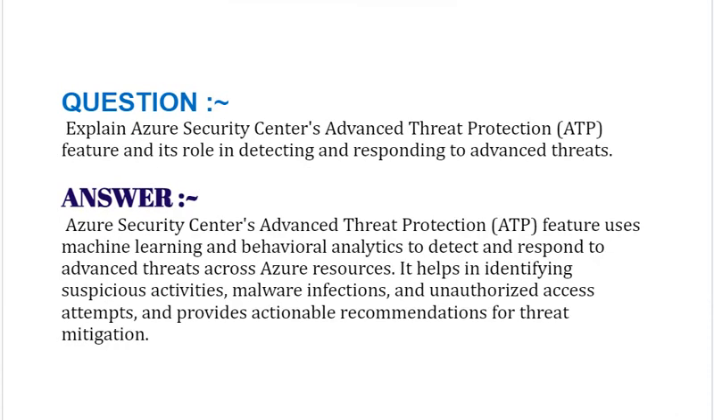Our next interview question is, explain Azure Security Center's Advanced Threat Protection (ATP) feature and its role in detecting and responding to advanced threats. Your answer should be Azure Security Center's Advanced Threat Protection (ATP) feature uses machine learning and behavioral analytics to detect and respond to advanced threats across Azure resources. It helps in identifying suspicious activities, malware infections, and unauthorized access attempts and provides actionable recommendations for threat mitigation.